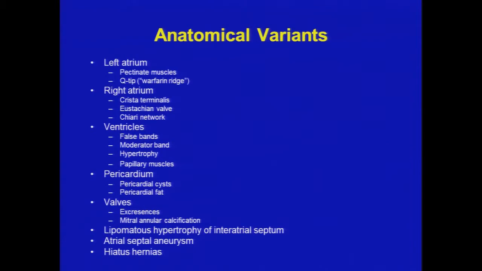So here's a long list of anatomical variants. I'm not going to run through them all, but in the left atrium and the left atrial appendage, you may see pectinate muscles, which can be confused with a thrombus within the left atrium, and the warfarin ridge. I'll show you an example of that. In the right atrium, when I was a fellow, we got a lot of referrals for TEE for right atrial masses that turned out to be a very prominent eustachian valve, as shown yesterday by Susan, a mobile Chiari network, or the crista terminalis. And remember also to look beyond the heart, and I'll show you some extracardiac masses at the end of this lecture.